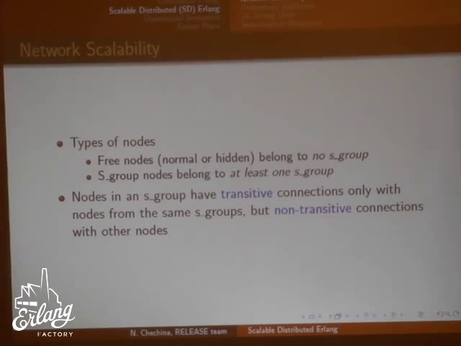So the first one is network scalability. Here we have two types of nodes. We call them free nodes and S-group nodes. Free nodes are nodes from distributed Erlang. They have the same rules. They connect, they have transitive connections, and they have the common namespace. And S-group nodes are nodes that belong to an S-group. I'll explain in a minute what I mean by that. Nodes in an S-group have transitive connections within nodes of the same S-group and non-transitive connections with other nodes.